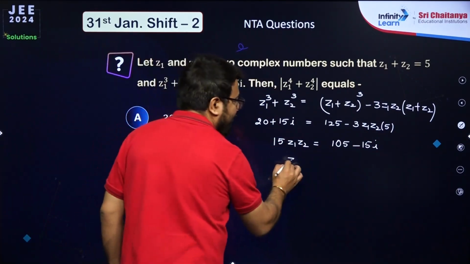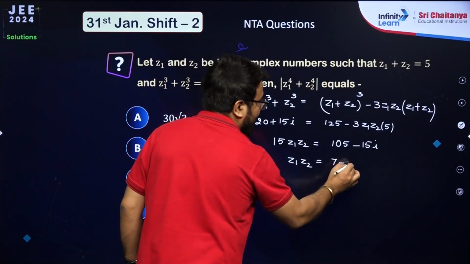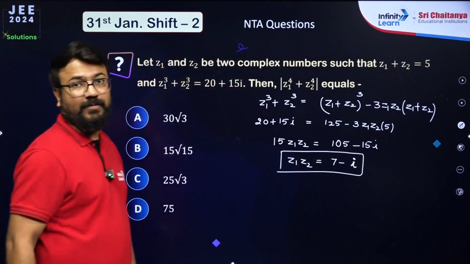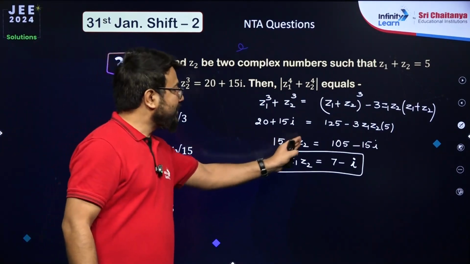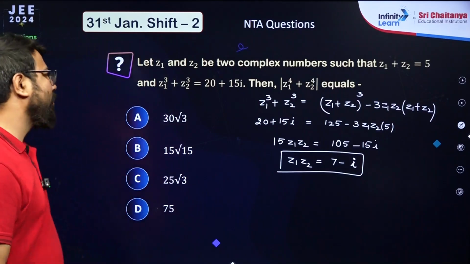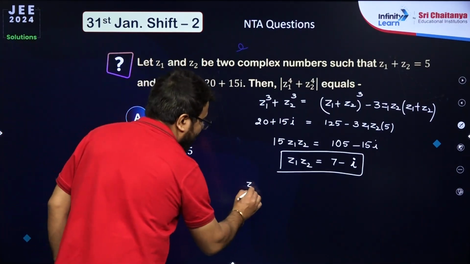Let us divide the complete equation by 15. z1 z2 will be equal to 7 minus i. Are you able to understand how we got the value of 15 times z1 z2? If this is clear to you, my dear students, then we can go ahead for getting the value of z1 square plus z2 square.